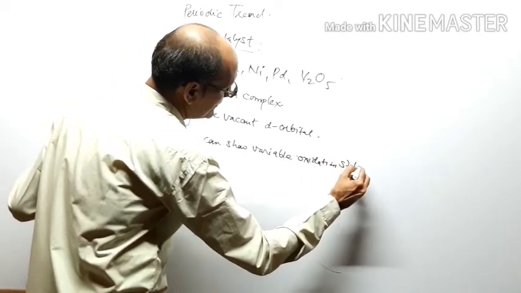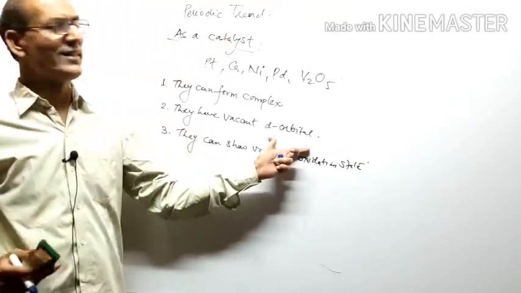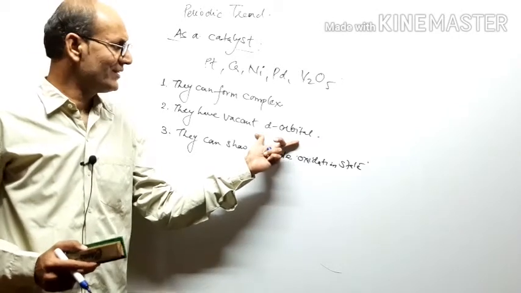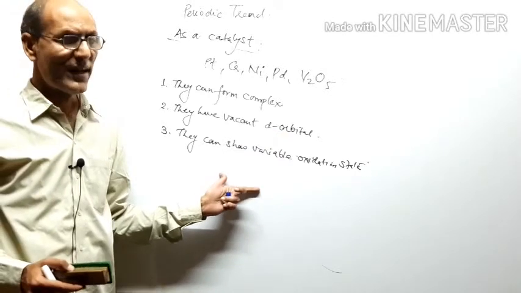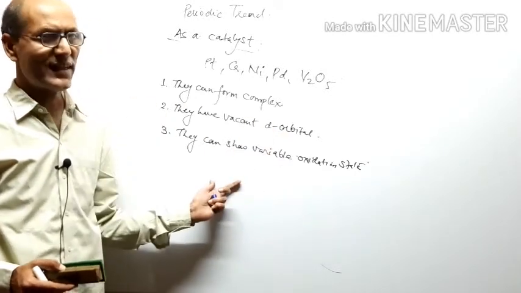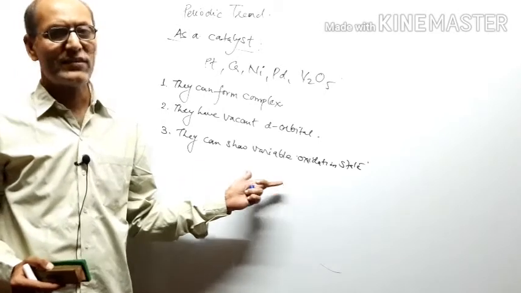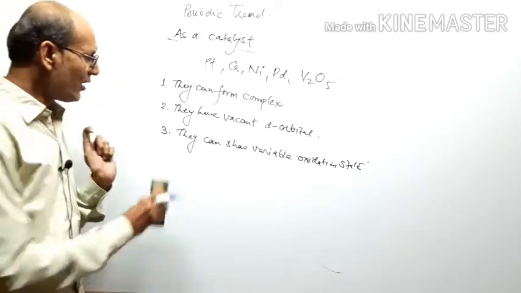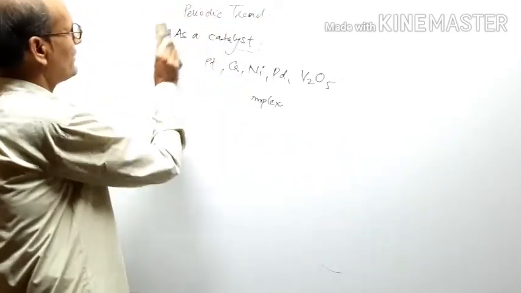Due to the presence of a large number of vacant d orbitals, the reactants can undergo adsorption easily and behave like a catalyst. At the surface of these metals, reactant particles easily attach and the phenomenon of adsorption takes place. That's why it behaves like a catalyst. Now moving towards the very important point, that is electrode potential.